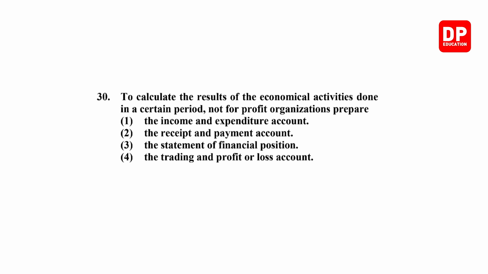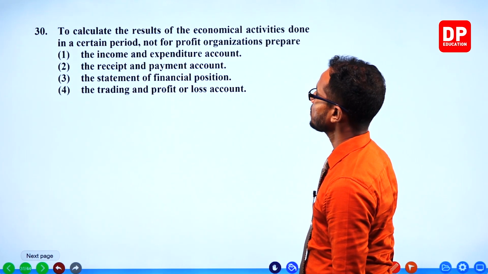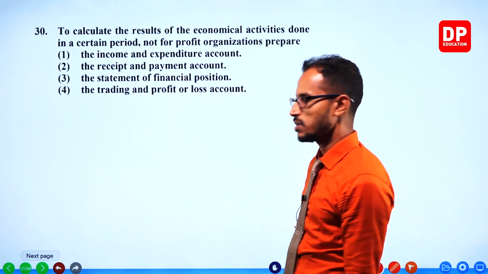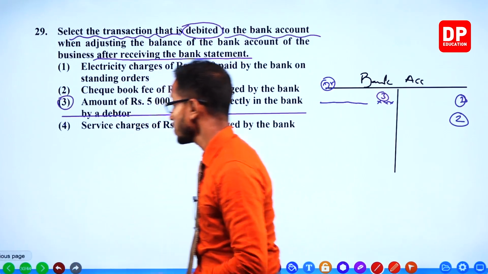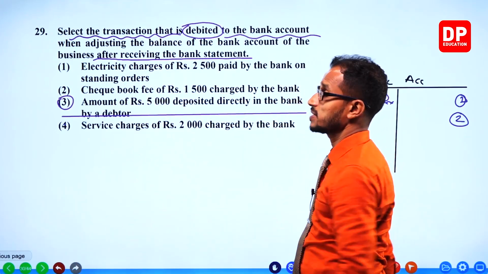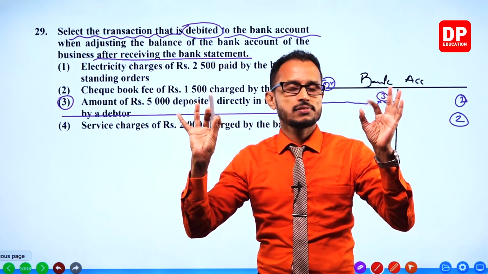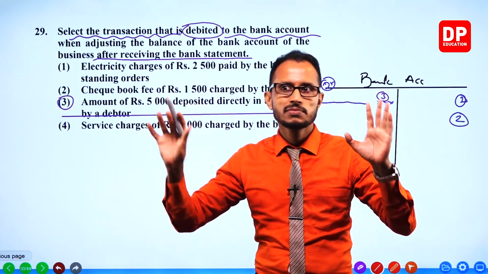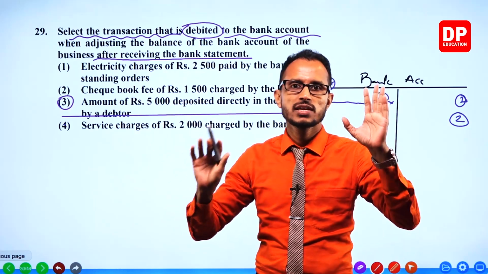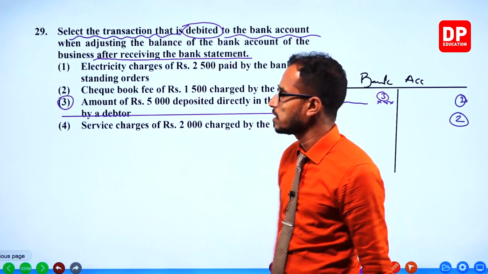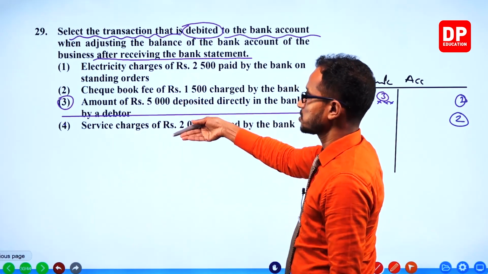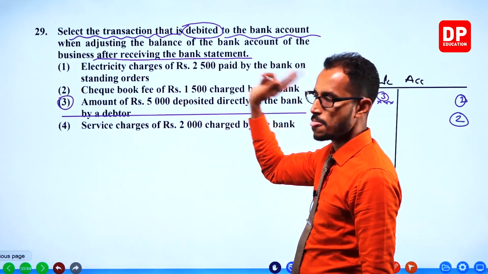30th, to calculate the results of the economical activities done in a certain period, not-for-profit organizations prepare. That is theory knowledge, guys. The previous one was actually like a practical analysis. You can think these transactions out practically. But the next question is theory.